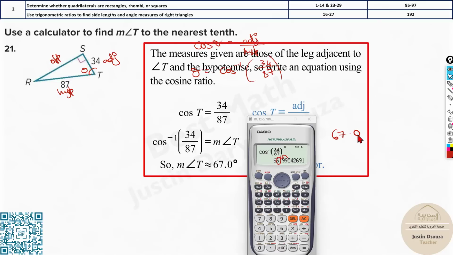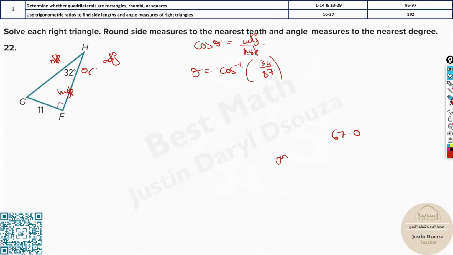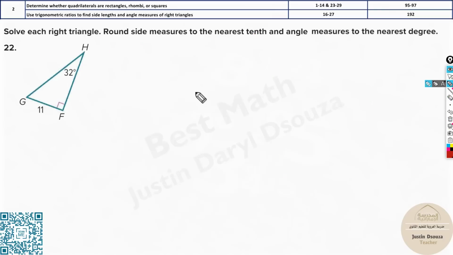So it's 67.0 degrees. Why? Because it's a 9. This 9 makes the digit before it bigger, that will become 0, and you need to increase the next digit by 1, giving 67 degrees. So that's the answer. Now over here they have told us to solve all the sides.